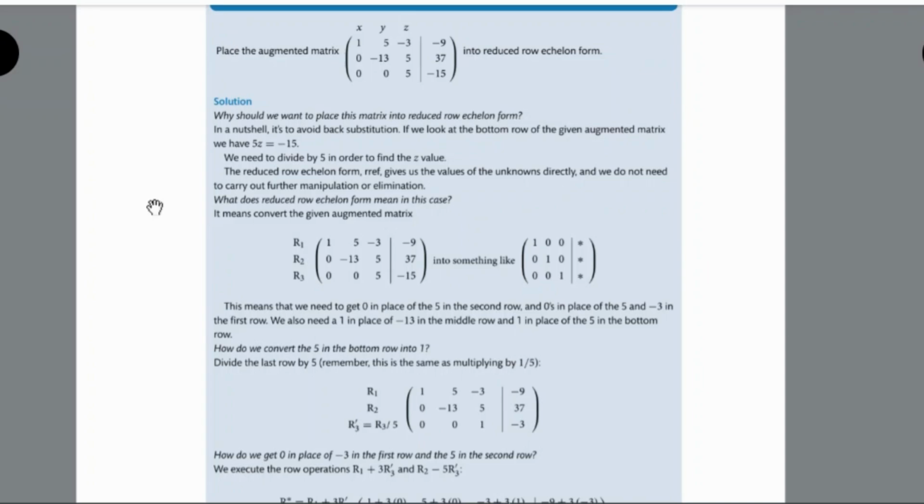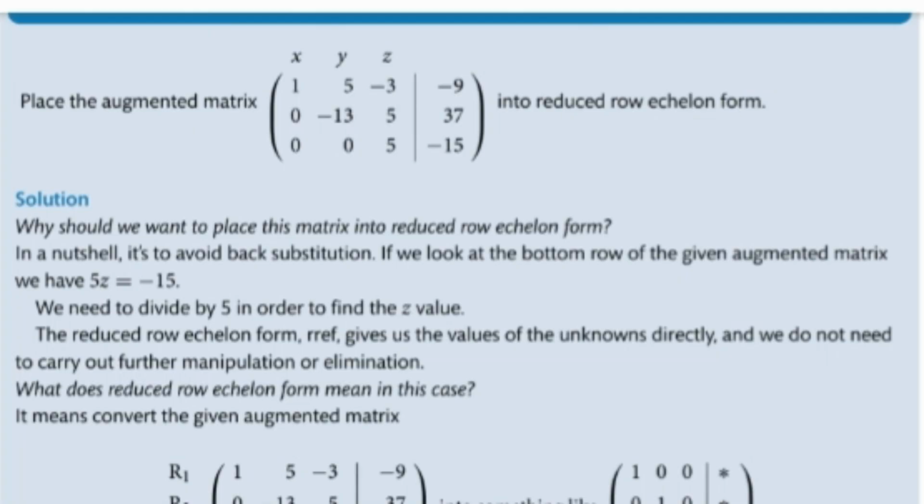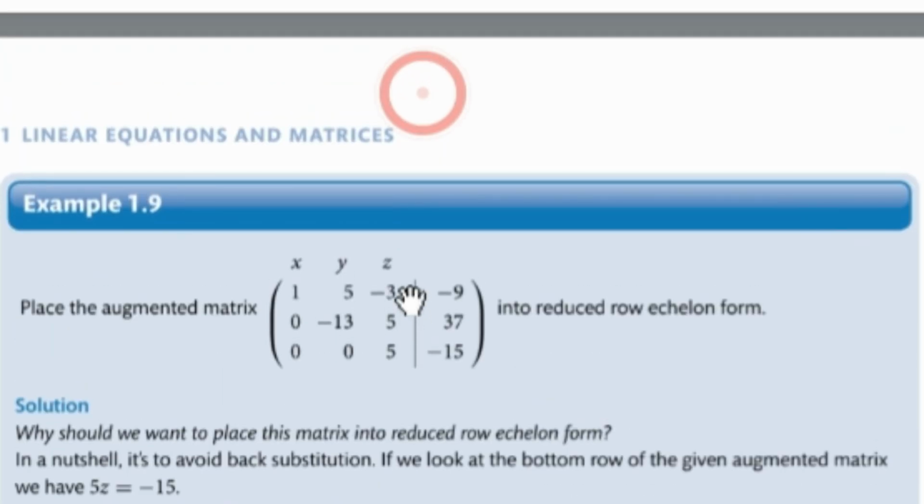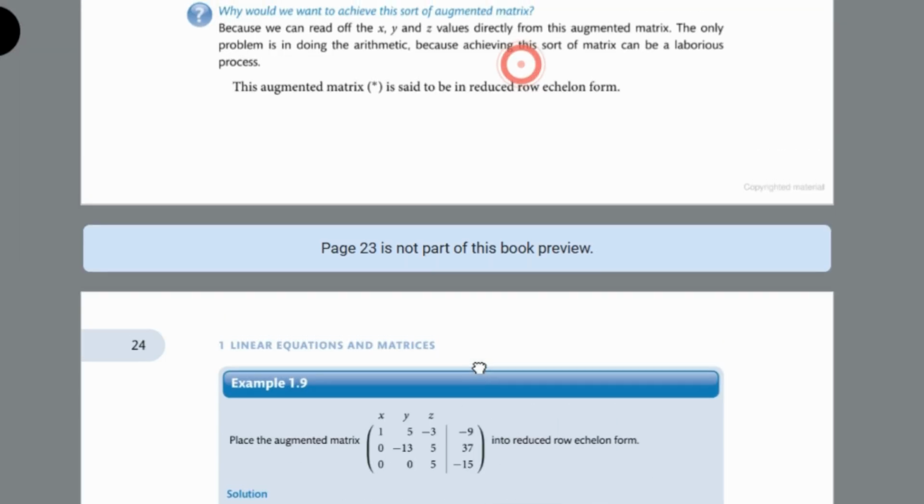Alright, hell yeah. So we're going to do a little matrix algebra, and we use Gaussian elimination to take three equations and get it down to where we can solve for one of the values. If you're not familiar with matrices, this is going to represent three equations. We're going to have 1x plus 5y minus 3z is negative 9. The next equation is going to be 0x minus 13y plus 5z is equal to 37, and so forth.